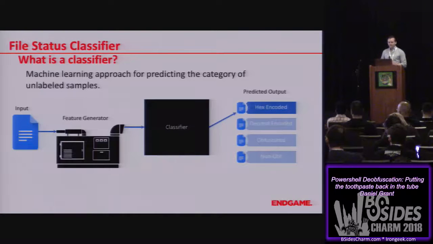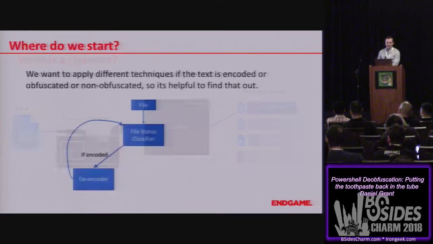So I know a lot of people here might not be as read up on machine learning, so we're going to do a couple real quick intros into some topics as we go along. So what is a classifier? It's a machine learning approach for predicting the category of unlabeled samples. So you have input. In this example, you'd have a PowerShell script file. You throw it through a feature generator, and it spits out all the characteristics that you think are important. Then throw it into this black box classifier, and it predicts this output, either hex encoded, decimal encoded, obfuscated, non-obfuscated, whatever your output classes are.